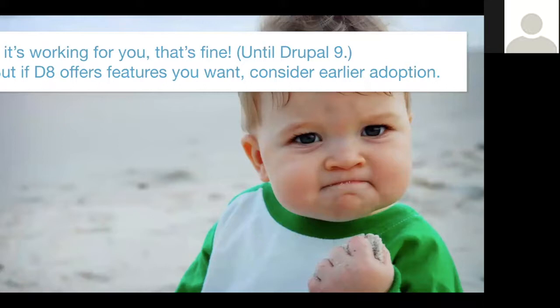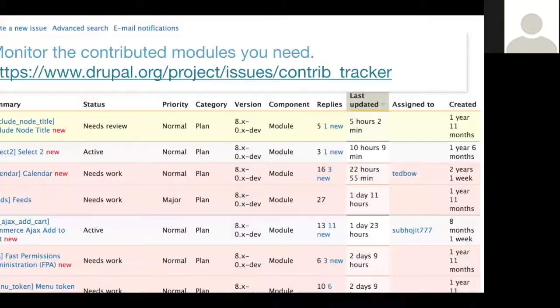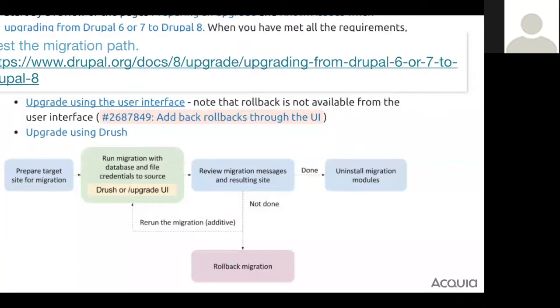So if you're planning or thinking about a Drupal 8 migration, there's a project called Contrib Tracker, which is really great to keep an eye on. Any modules that you might be using will hopefully have a record here, and this is where the maintainer will post updates as far as how the porting process is going, where they're stuck and they need help, and this kind of thing. And there's also a place you can go to practice the migration path and see how that's working for your site.